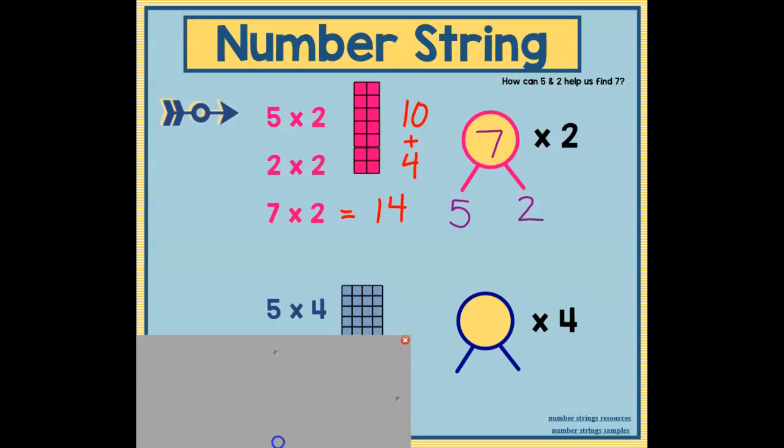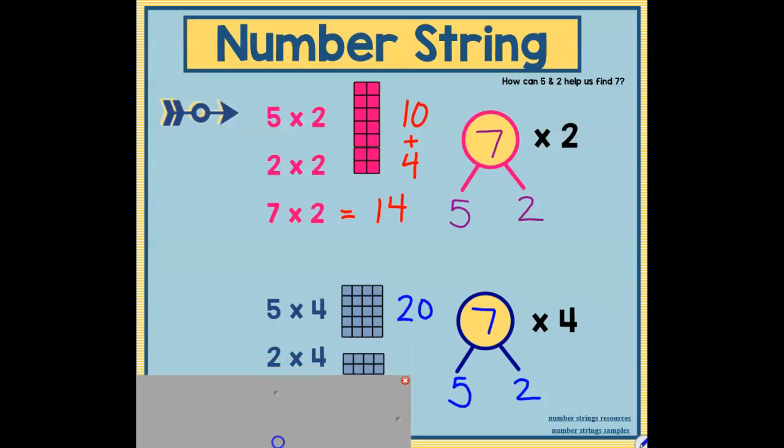Okay, so for you, the same idea, if I'm trying to figure out 7 times 4, if I don't know my 7 song, I can think, well, hey, I know I can decompose 7 into a group of 5 and a group of 2. Well, I know 5 times 4 is going to be 20. And I know 2 groups of 4 is equal to 8.